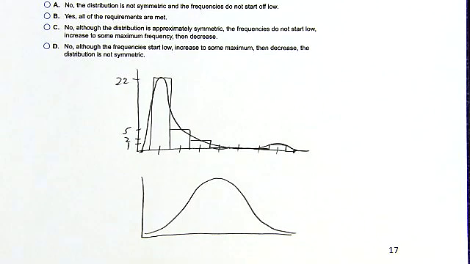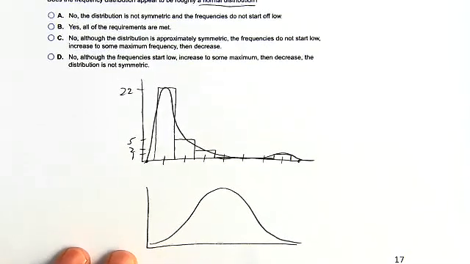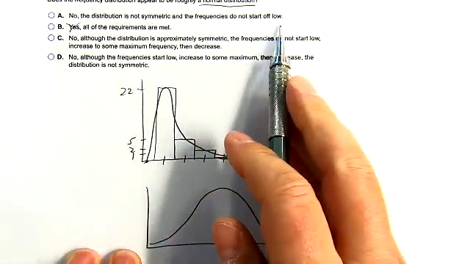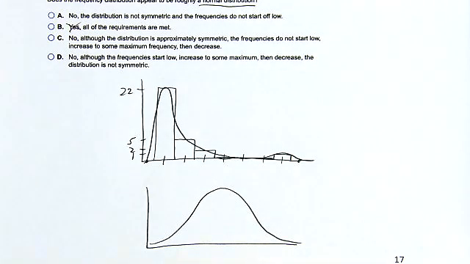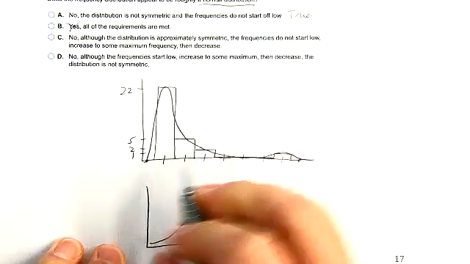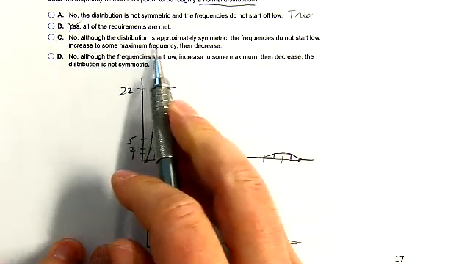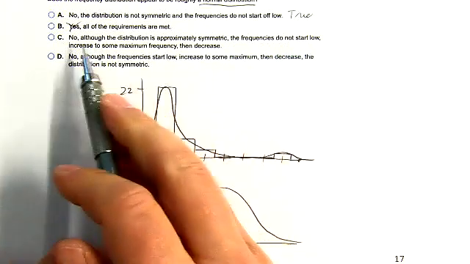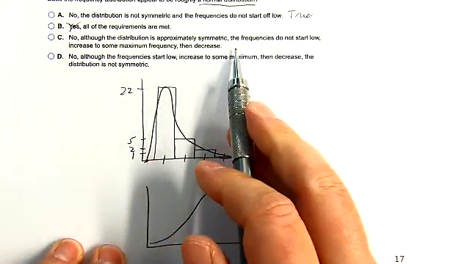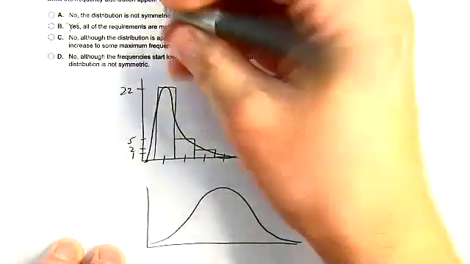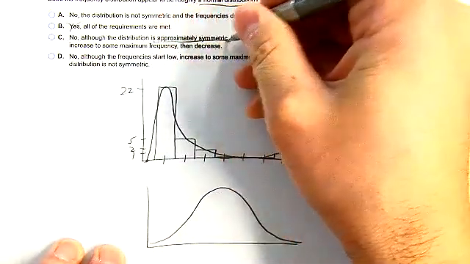So once again, is this normal? We would say no, so the yeses are gone. The distribution is not symmetric and the frequencies do not start off low. That's true. Let's see if there's a better answer. No, although the distribution is approximately symmetric, the frequencies do not start off low, increase to some... So this second part's true, but although the distribution is approximately symmetric, let's talk about what that means.